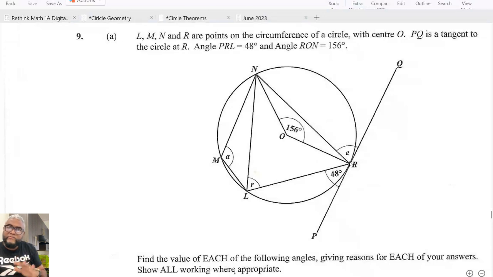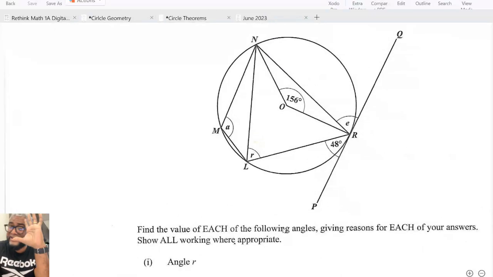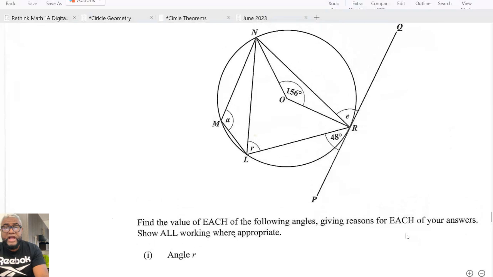LMNR are points on the circumference of a circle with center O. PQ is a tangent to the circle at R. Then they say angle PRL is 48, and angle RON is 156, right? Let me see what the question is asking us. Find the value of each of the following angles, giving reasons for each of your answers. Show all workings where appropriate.